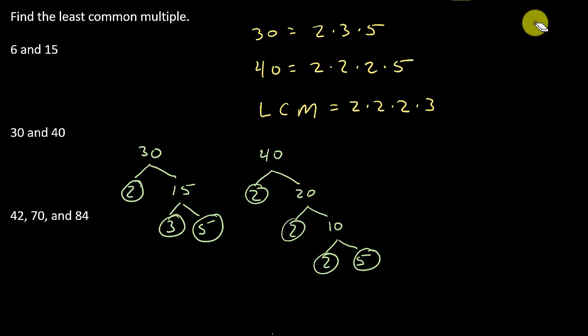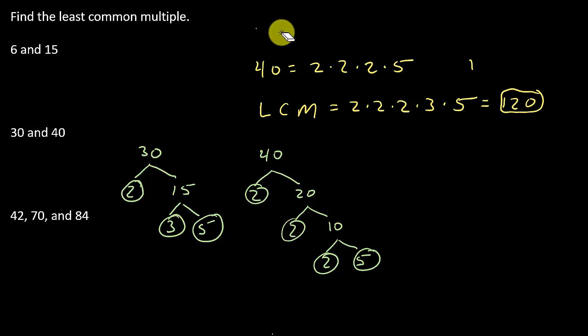Now let's look at the next different factor, the 5. Here the 5 appears 1 time. Here the 5 appears 1 time. The most it appears in one of them is once, so we use it 1 time. And then we multiply all these up, so that's going to be 120 is the least common multiple.